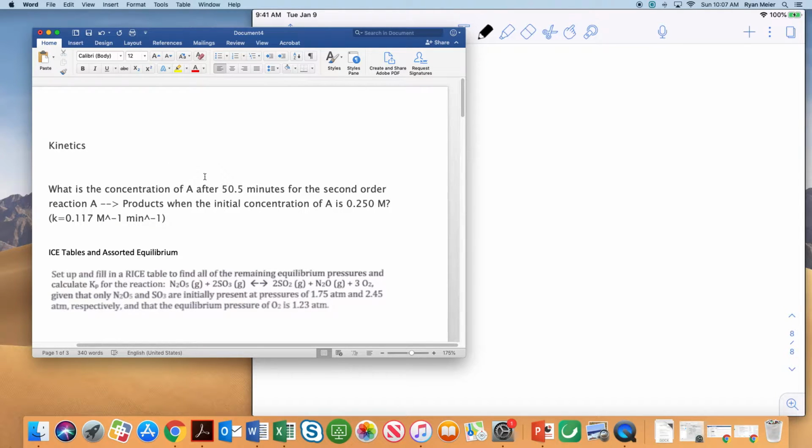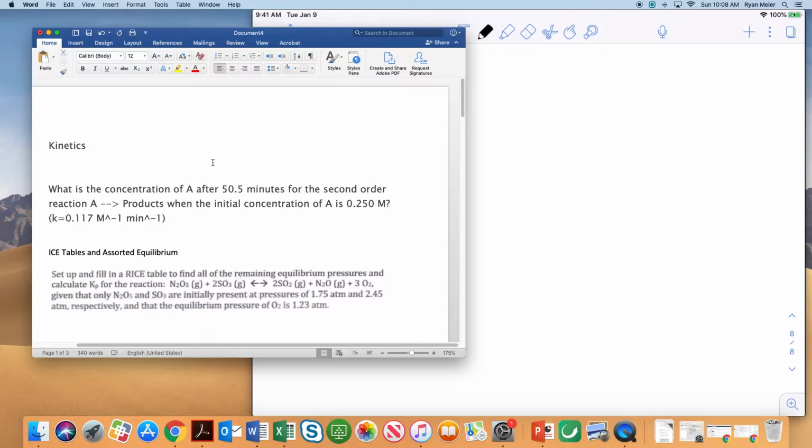So I'm going to start with one from kinetics and take a look at this particular example. We're asked, what is the concentration of A after 50.5 minutes for the second order reaction A going to products when the initial concentration of A is 0.250 molar? And we're told that k is 0.117 molarity to the -1, minutes to the -1.